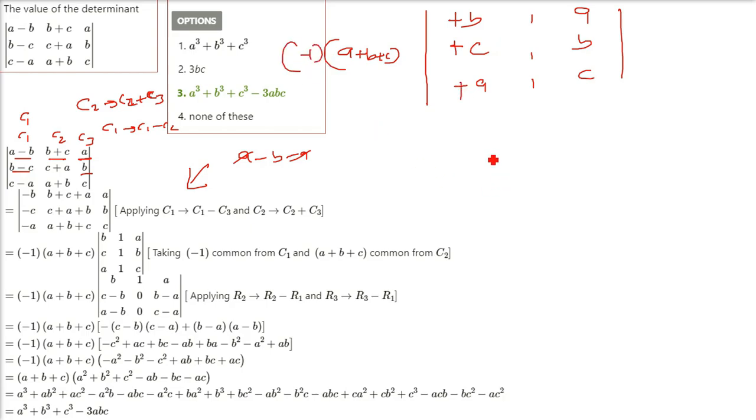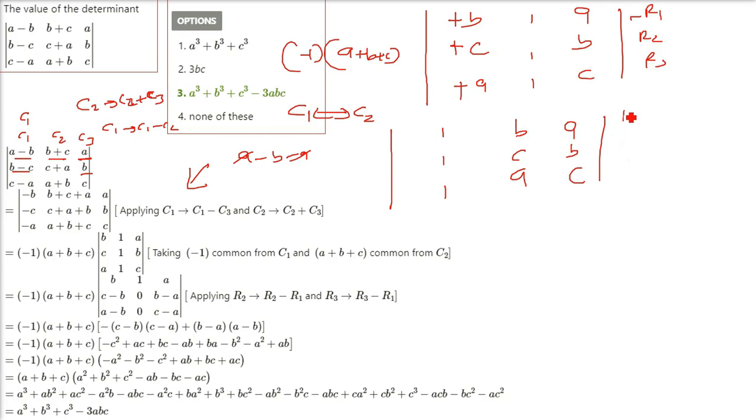And one more thing we can do. We can exchange the rows or columns so that rather column will be beneficial. So row 1, row 2, row 3, and we'll get rid of that minus 1 also. So I'm exchanging column 1 and column 2, so that we get 1, 1, 1 here, BCA here, ABC here. Okay, because we just don't want minus 1 here. And then A plus B plus C we have already taken out.